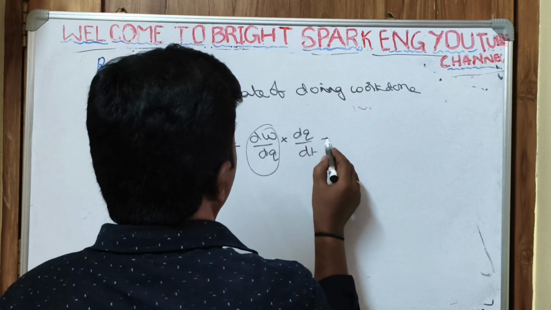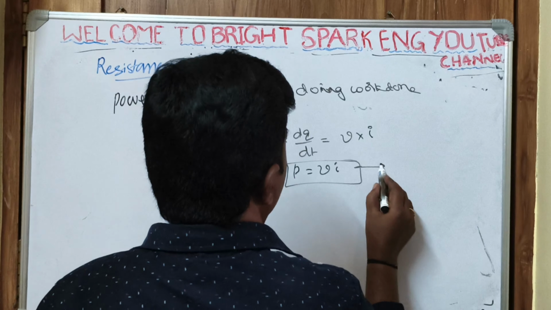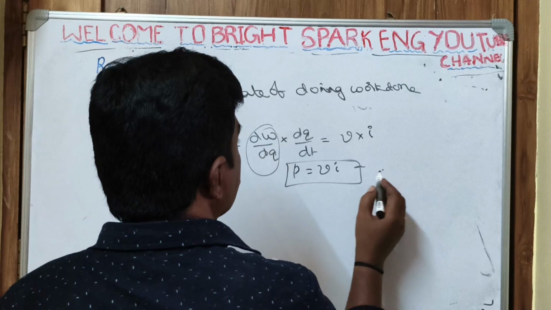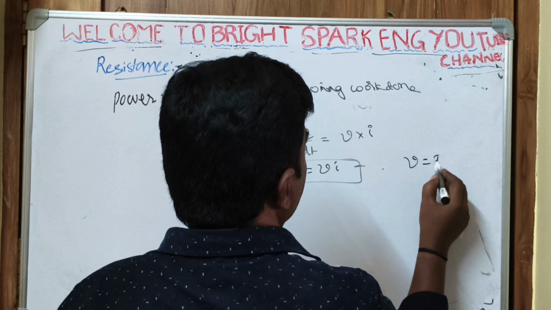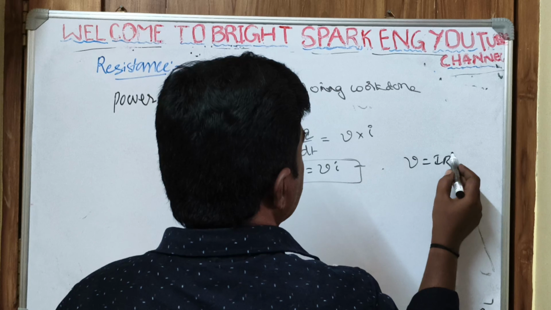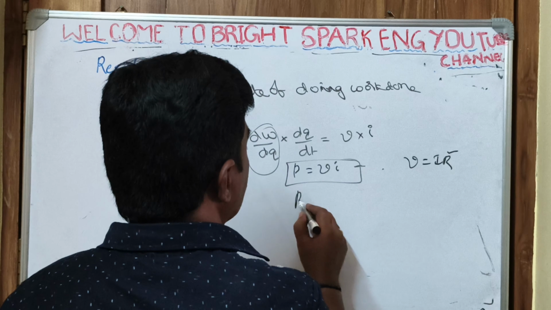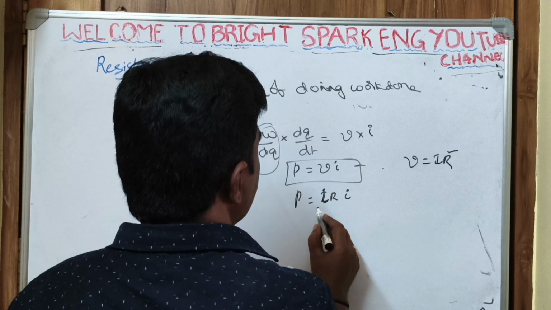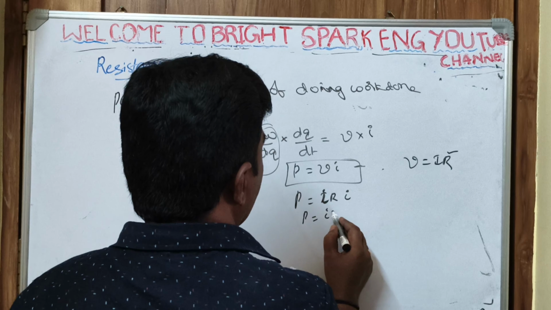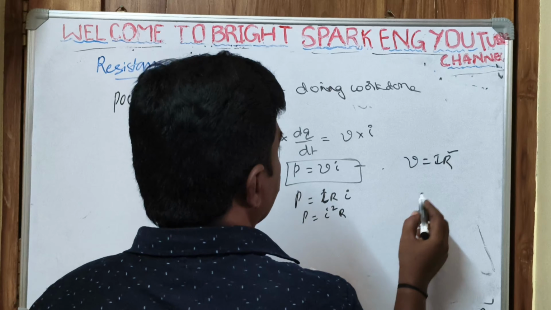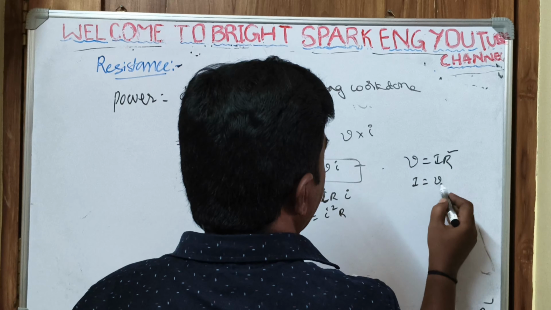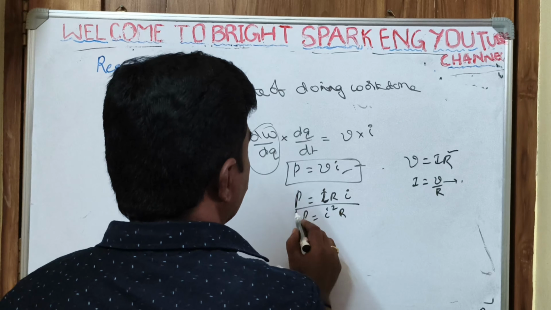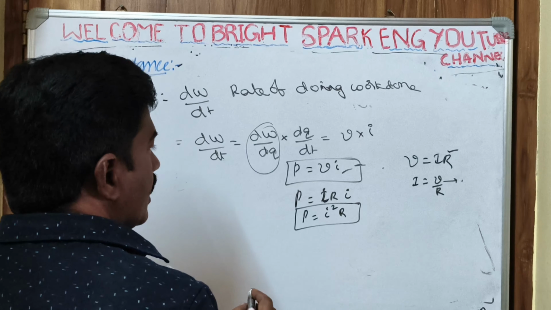This is the formula. Okay, final. According to V is equal to IR, these are substituted in this equation. P is equal to IR into I. Then P is equal to I square R. This is one of the formulas.